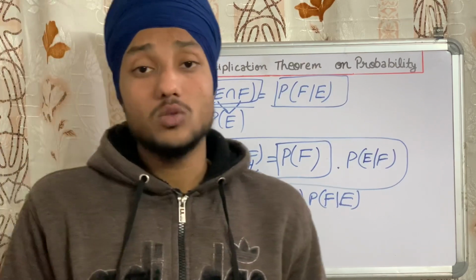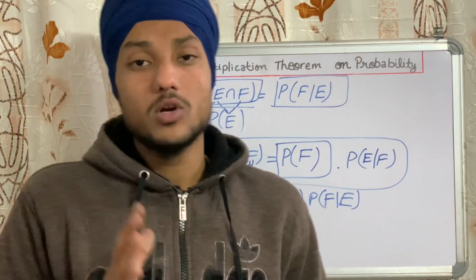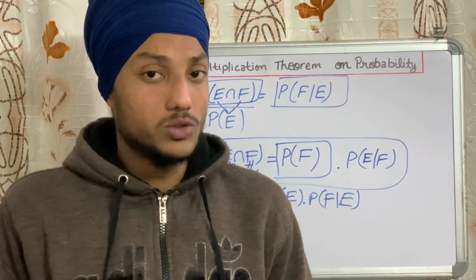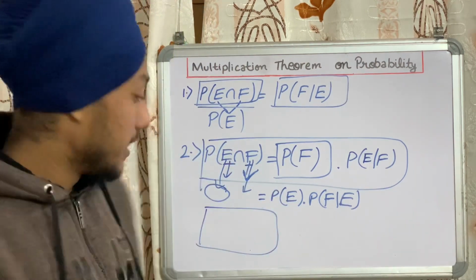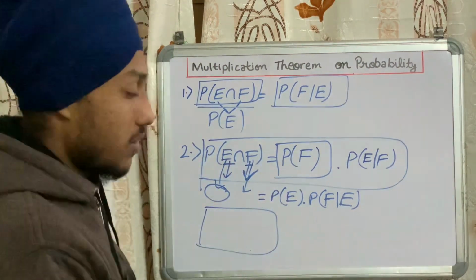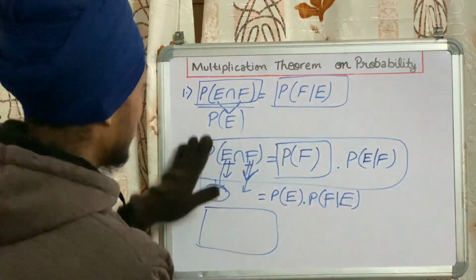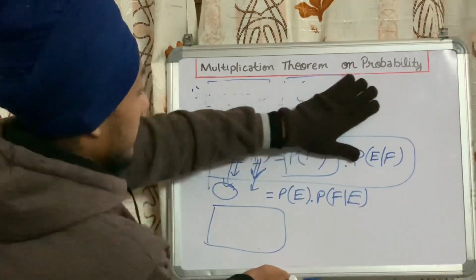It should be given to us whatever we're going to find the probability of. So let's suppose we are going to take an example first of all. So let's take an example that we have been given.